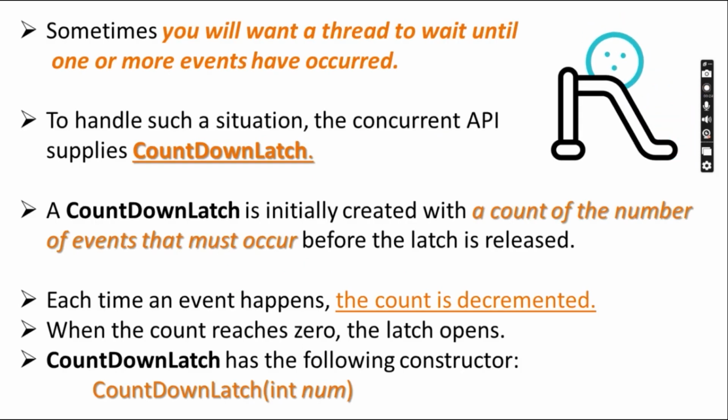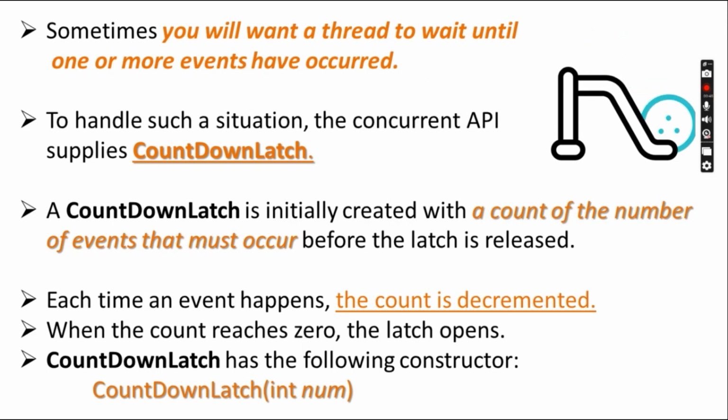There may be situations when we will want to wait until something has been finished. Unless and until the event has been completed, you have to wait outside. To handle such a situation, the latest concurrent API provides countdown latches.